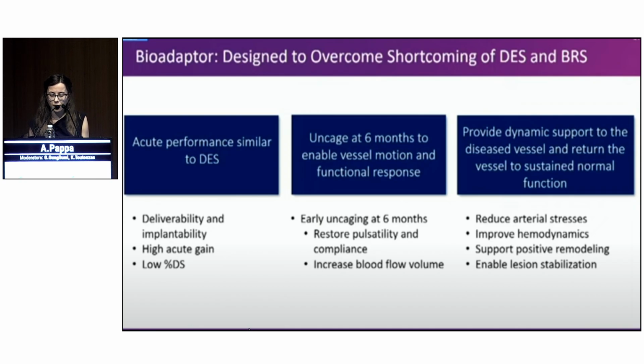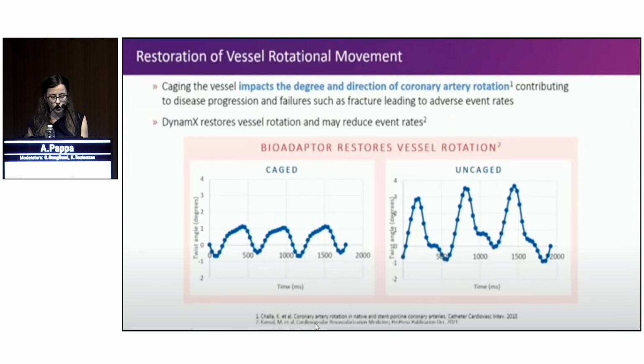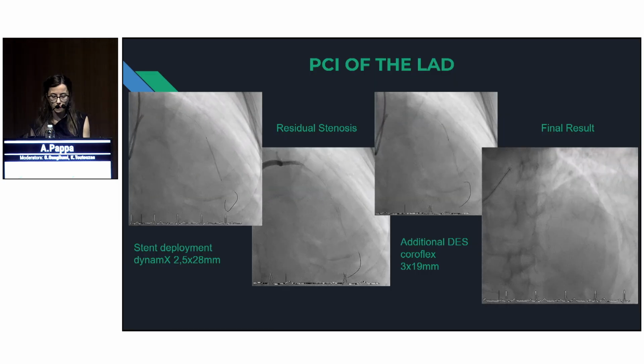And it also provides dynamic support to the diseased vessel and return of the vessel to sustained normal function in the long term. It reduces arterial stresses and supports positive remodeling, enabling lesion stabilization. Also, some studies have shown that after the uncaging of the elements, the stented segments follow the vessel rotation and reduce event rates at the long-term follow-up.